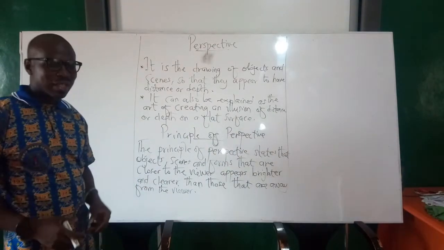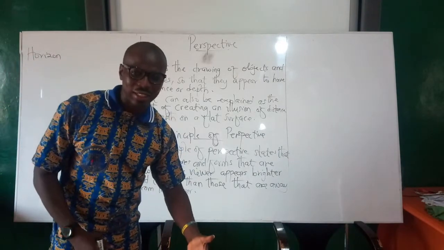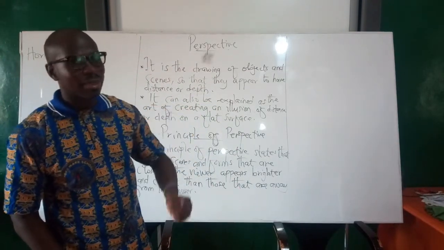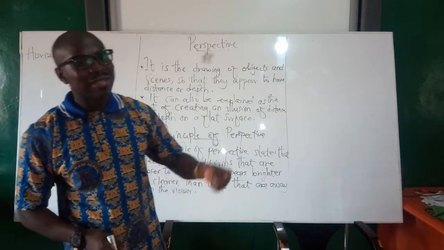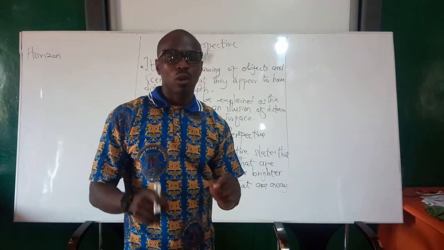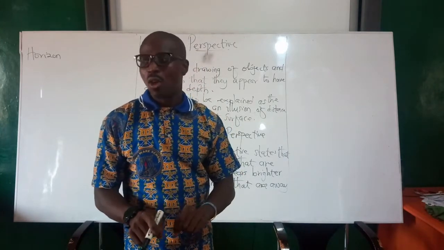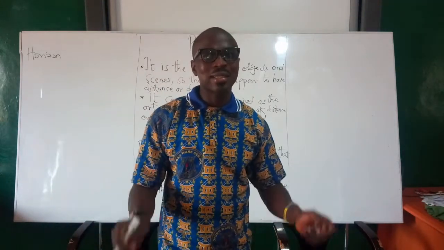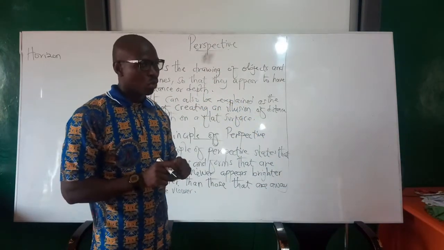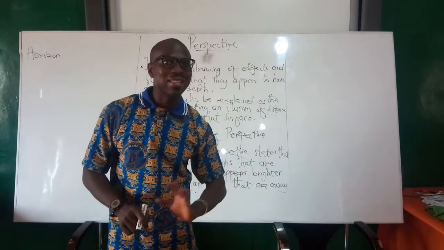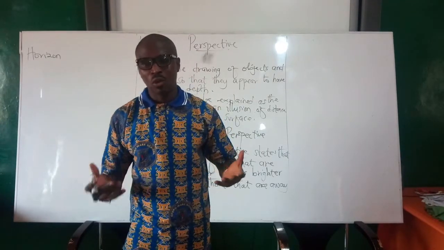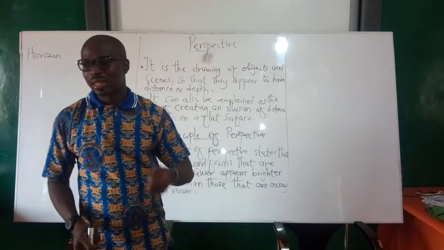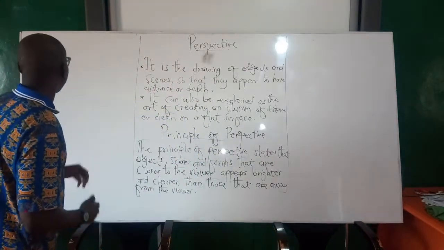Horizon is the seemingly imaginary line on which the earth and the sky meet. Or you can say it is the imaginary line on which the earth and the sky seem to meet. So you can write it in two ways. Let's take time to explain it, but let me write on the board first.